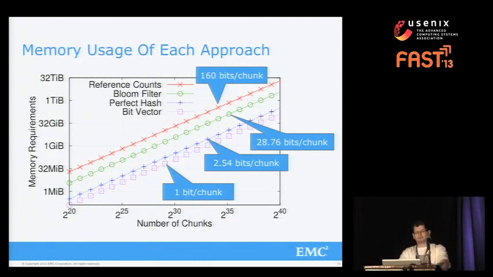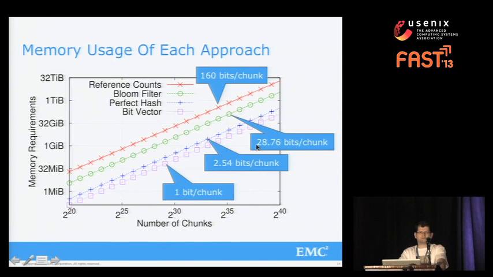So we have looked at a few techniques for that. The trivial way of doing it is storing all the fingerprints in memory. But if you are using, let's say, 20 byte fingerprints to identify each chunk, you would need 160 bits per chunk, at least, in memory to be able to do the sanitization of the system, and that's a lot of space. In this graph, you have the number of chunks on the x-axis and the memory requirements on the y-axis. This is log scale on both axes, and the reference counts would require this much, 160 bits per chunk.